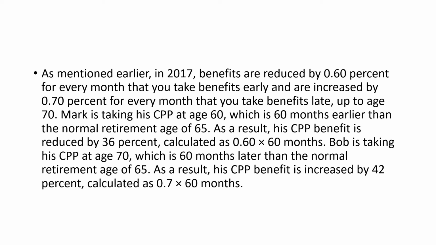Bob is taking his CPP at age 70, which is 60 months later than the normal retirement age of 65. As a result, his CPP benefit is increased by 42%, calculated as 0.7 times 60 months.